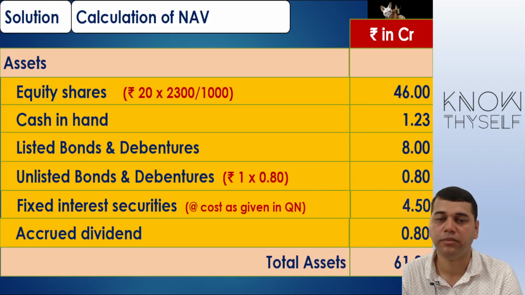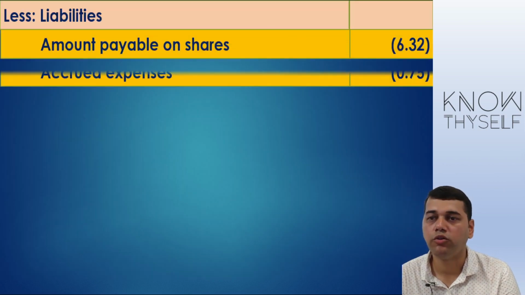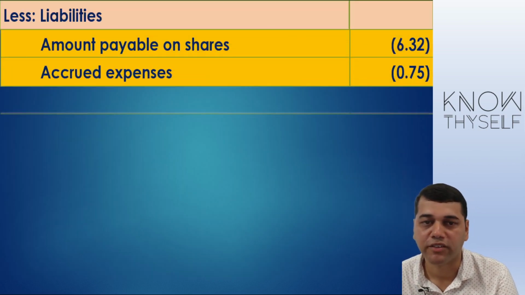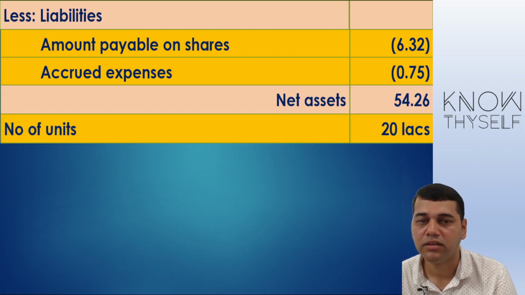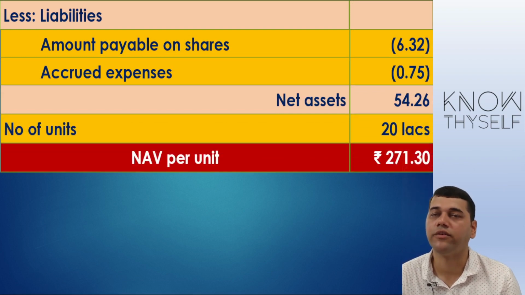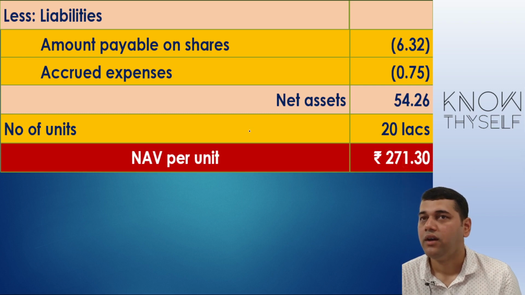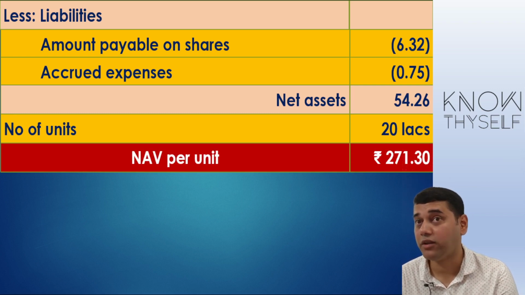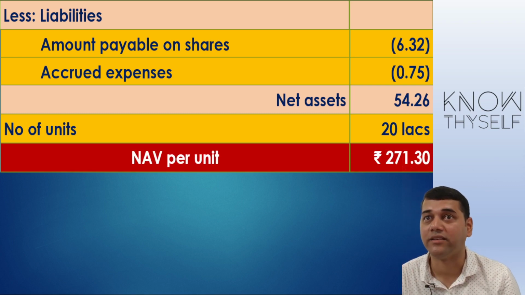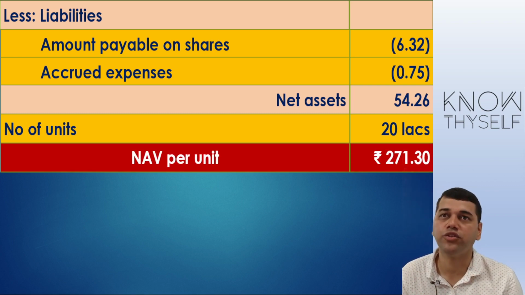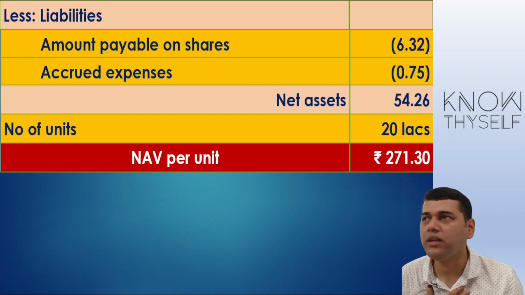So total assets will be so much. You have got two expenses, amount payable on shares and accrued expenses, then net assets and number of units. NAV is 271.3. See, in the practice manual, operating expense they didn't address. This simply creates a confusion for us. But if you ask me, I would have taken that 105 into 196 something, no? That I would have gone.